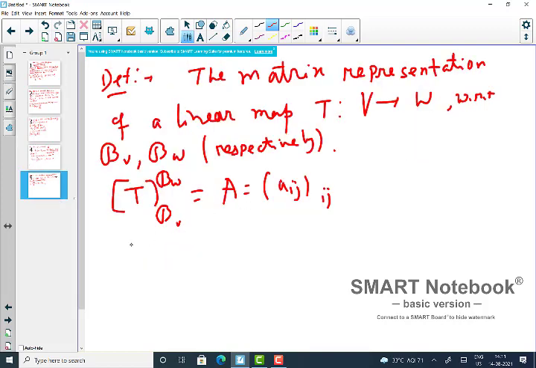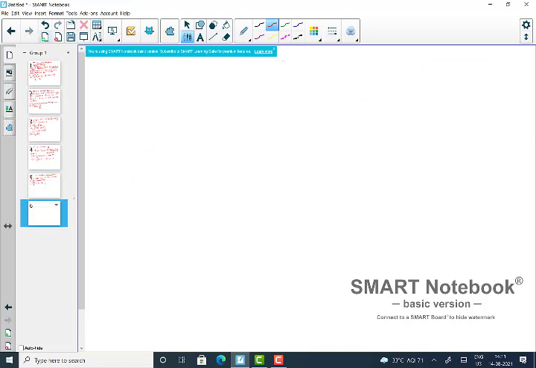So this is our definition. This we call the matrix representation of that linear map. We will say that for finite-dimensional vector spaces, these linear maps are nothing but a matrix by this symbol with respect to some bases. Maybe we will give some examples, then we will have some understanding.